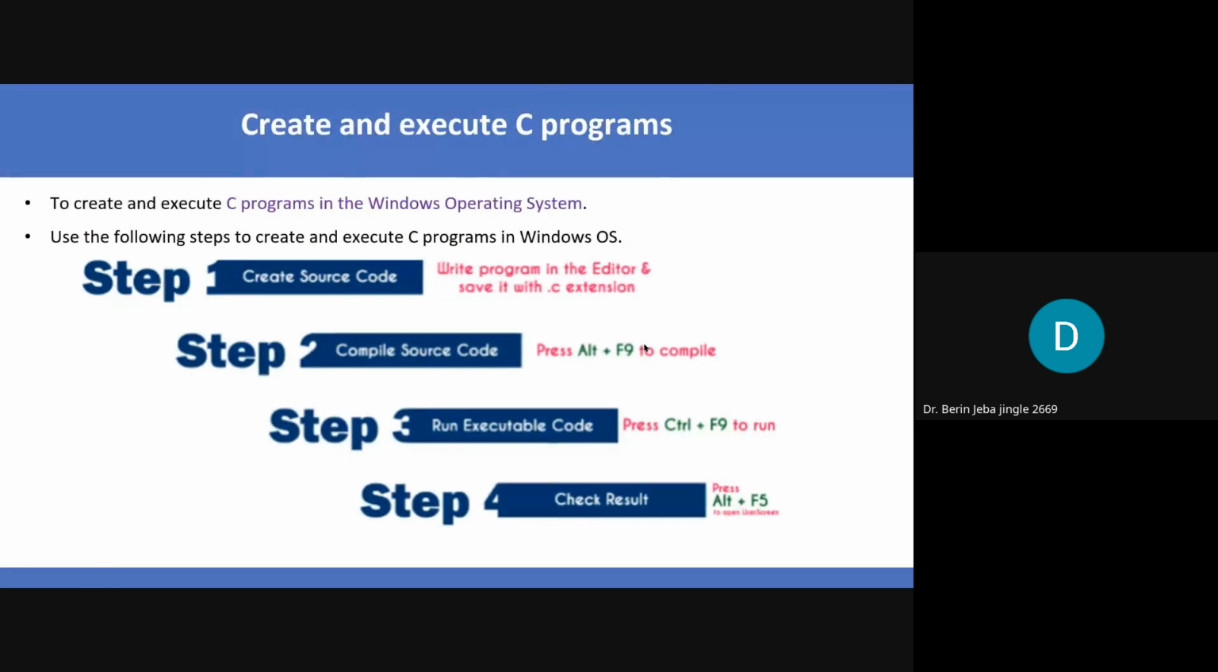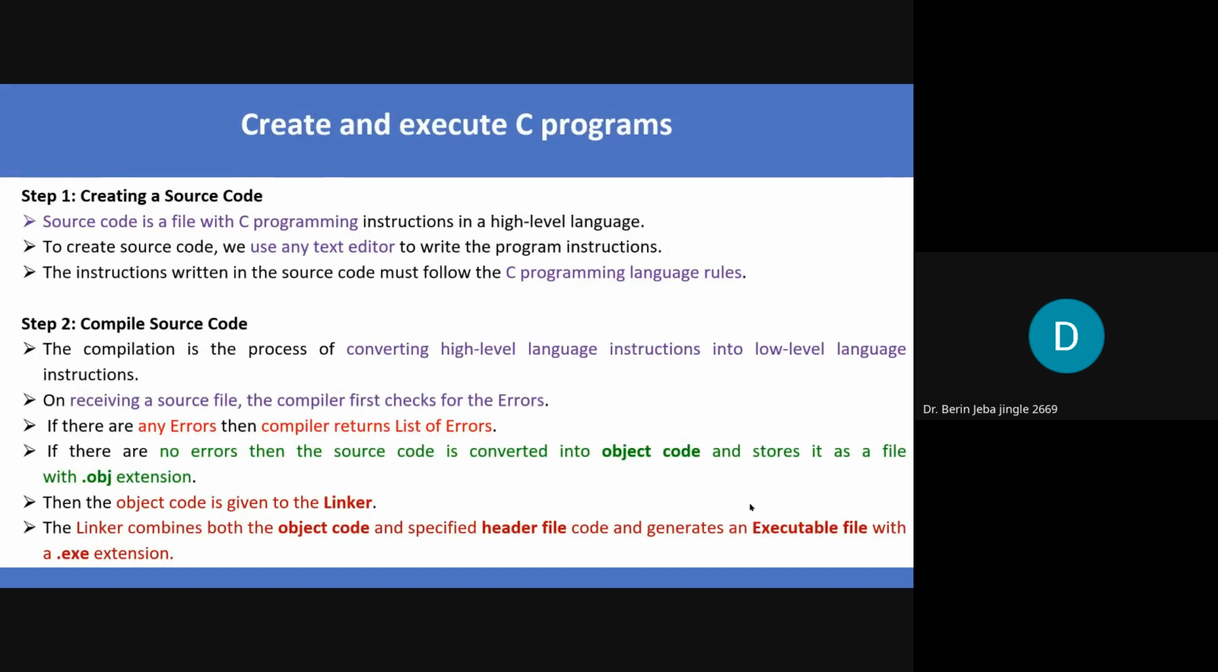Once again, you have to correct the error, and next, for running the program, you have to press Control F9. Alt F9 is for compiling, Control F9 to run the program. To check the result, you give Alt F5, and the result will be displayed in the result screen. So these are elaborately described. What are the 4 steps here? It is elaborately given here.